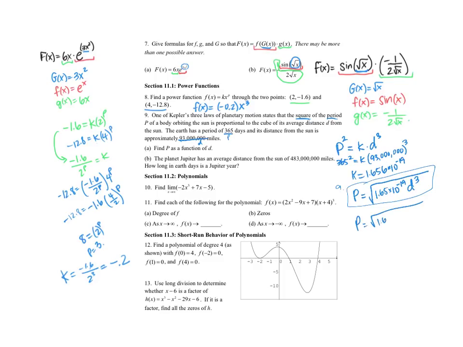Square root of 1.65 times 10 to the negative 19th, and then that D is 483 cubed. Okay, so let's type that into our calculator. Square root of, times, 483 cubed. I got P equals 4,311.8, so maybe we round up.